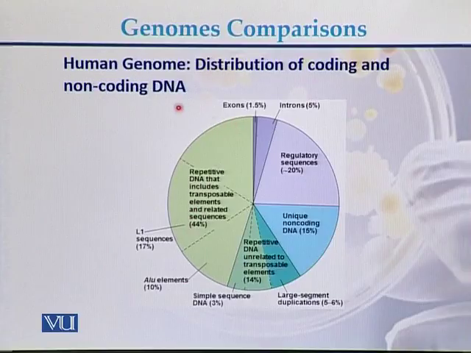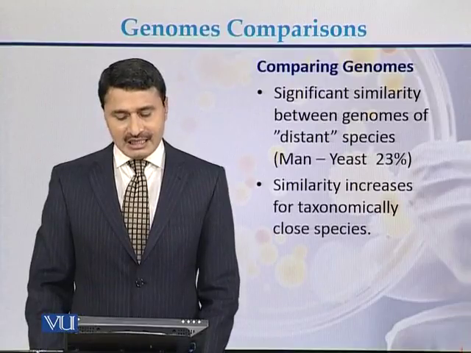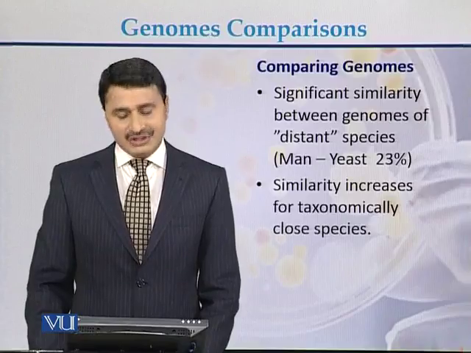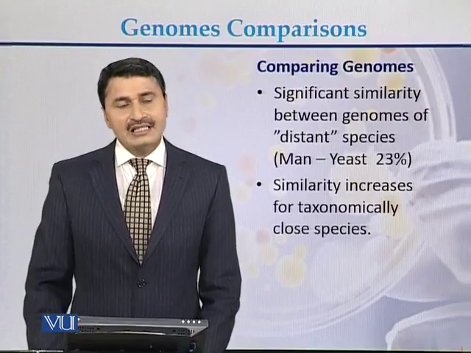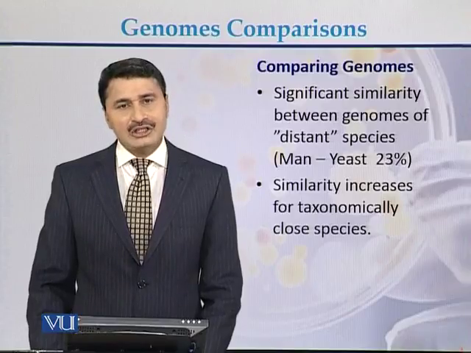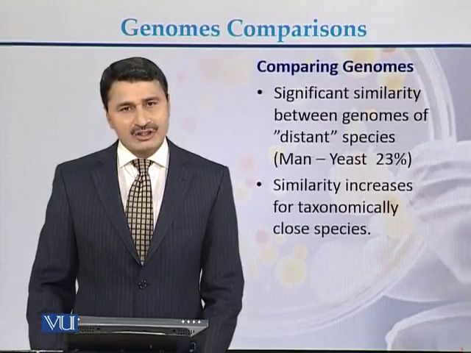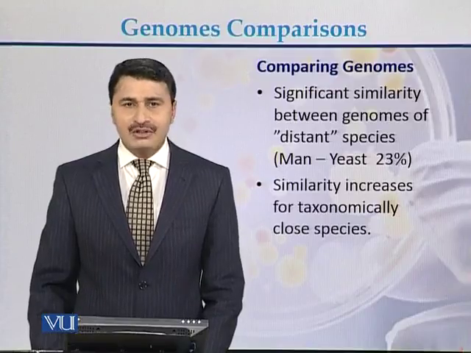So if we divide the human genome into coding and non-coding, 1.5% of the genome produces polypeptides, which is coding in nature. The entire remaining genome of humans is non-coding in nature. When we compare genomes, significant similarity has been seen between genomes of distant species. For example, there is a similarity of up to 23% between the genome of humans and the genome of yeast. Similarity increases as we move closer towards species that belong to the same taxa.